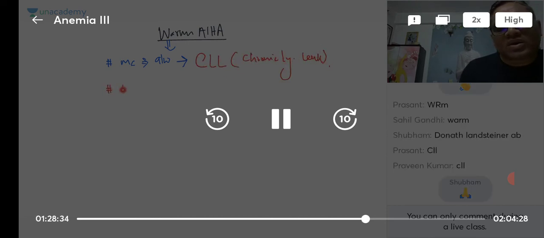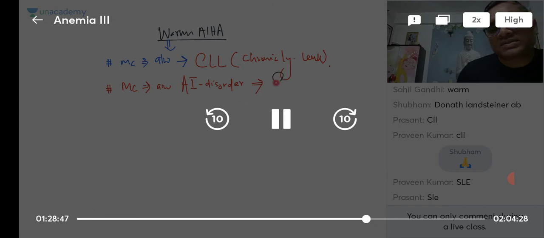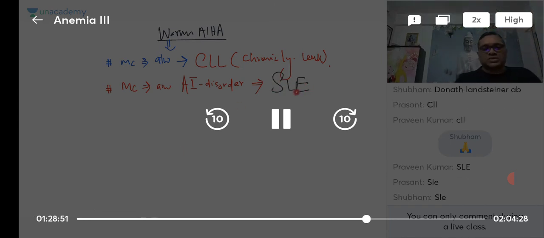Right. When they are talking about autoimmune disorder, most commonly they are associated with which autoimmune disorder? That was the AIIMS question. Warm type is most commonly associated with which autoimmune disorder? Can you tell me? SLE. Many other autoimmune disorders, but SLE is most common. So these are the two very important entities.